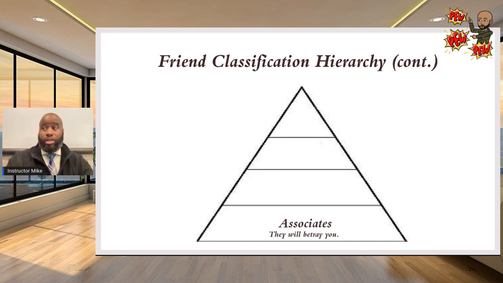Sometimes a person with insecurities may make an associate a best friend, right? And then when you get betrayed, how did that happen? Well, you didn't classify that person and require that they do more to be at that level. And then you do more too. It goes both ways.